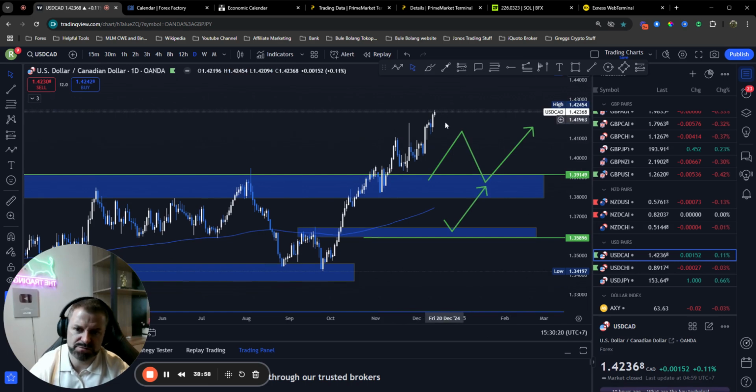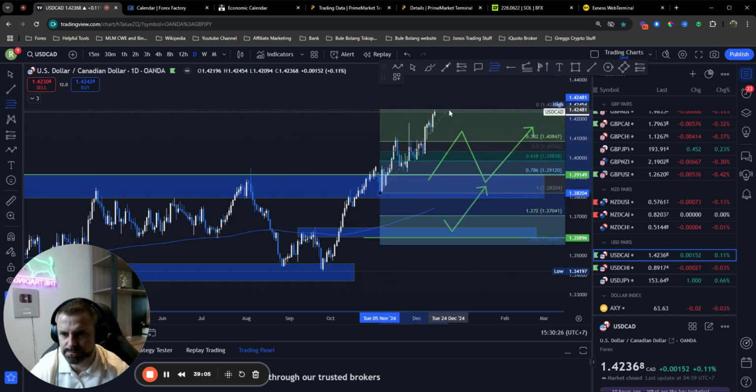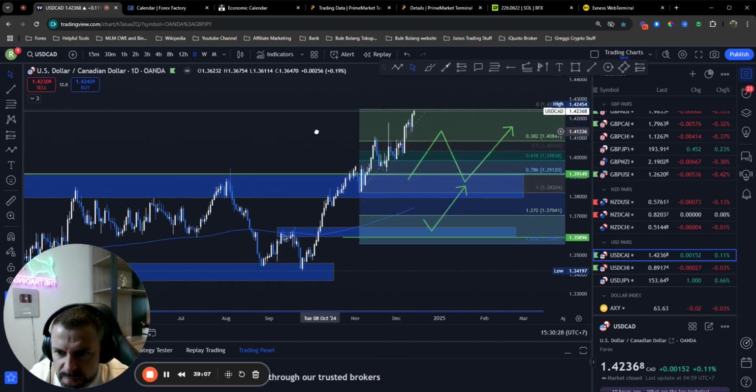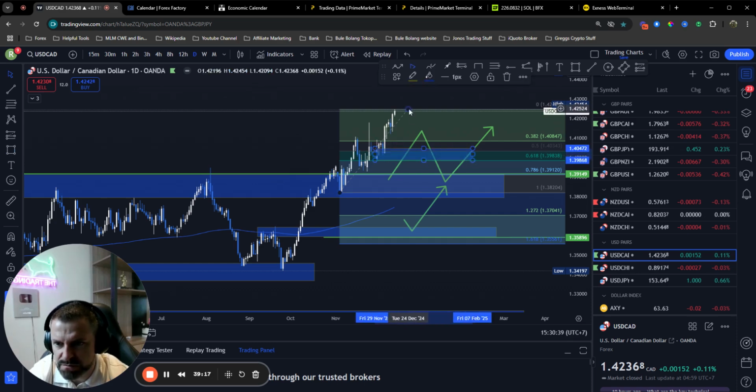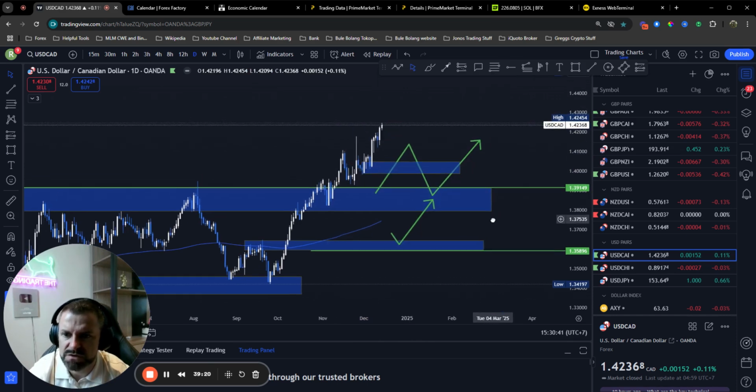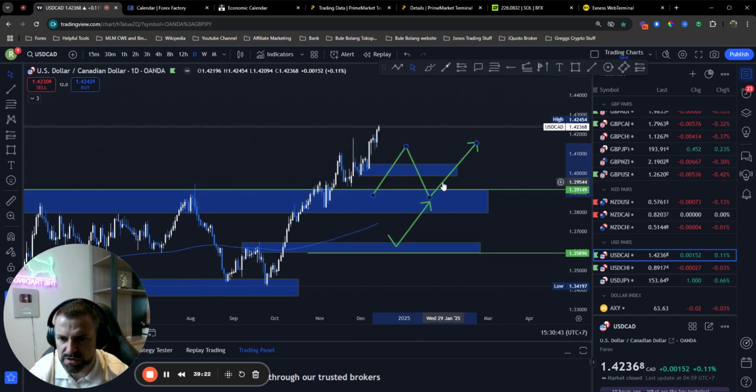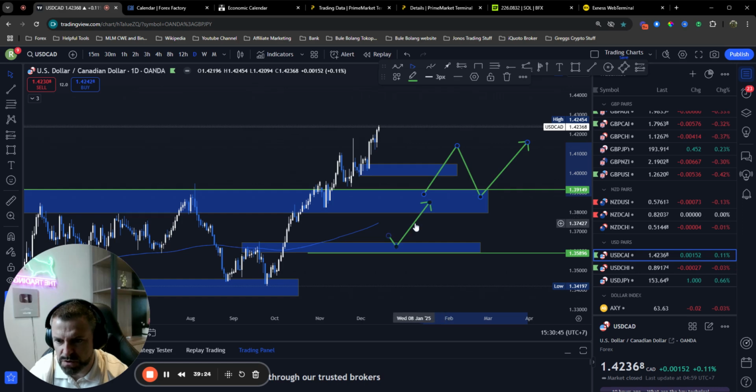USD CAD, we need the retest here. What it might do is, let's just see. It may test this zone right here. So we are waiting for this or this.